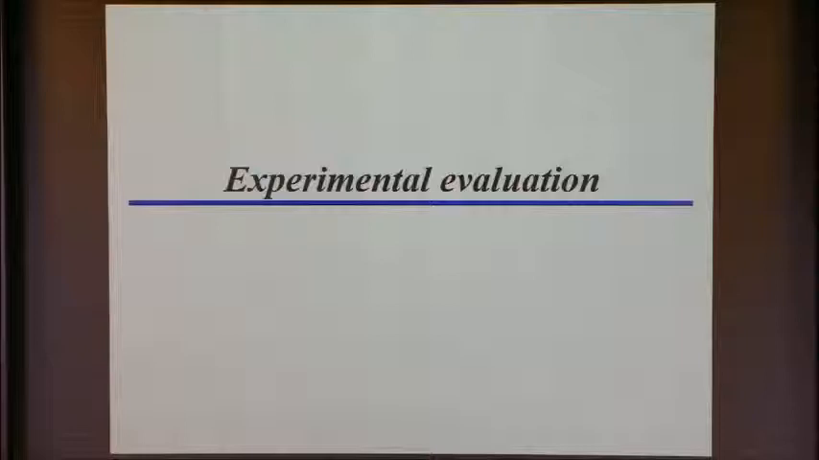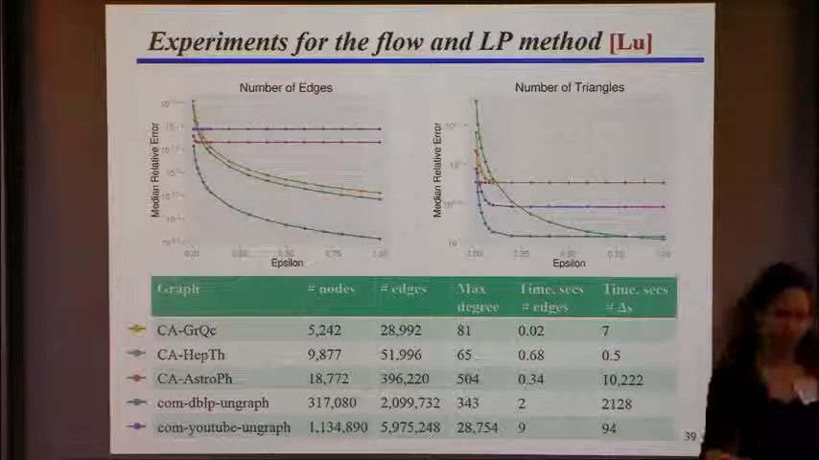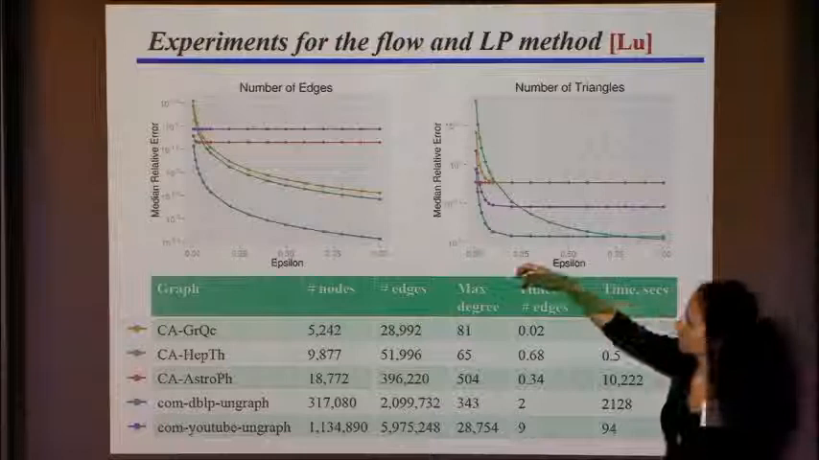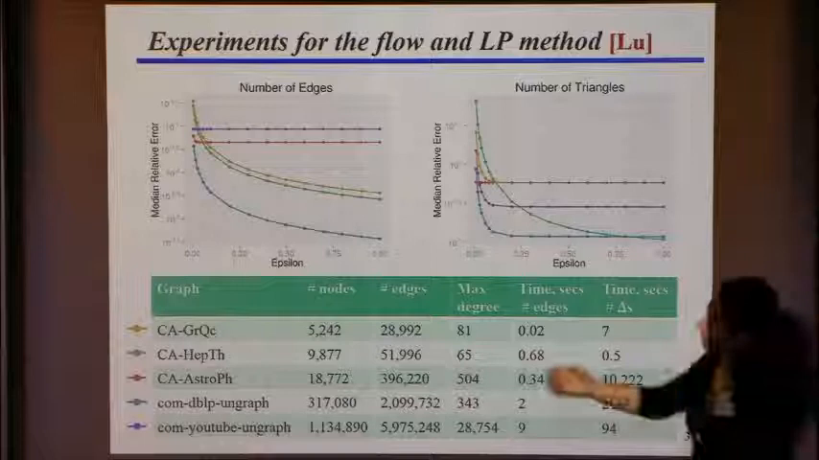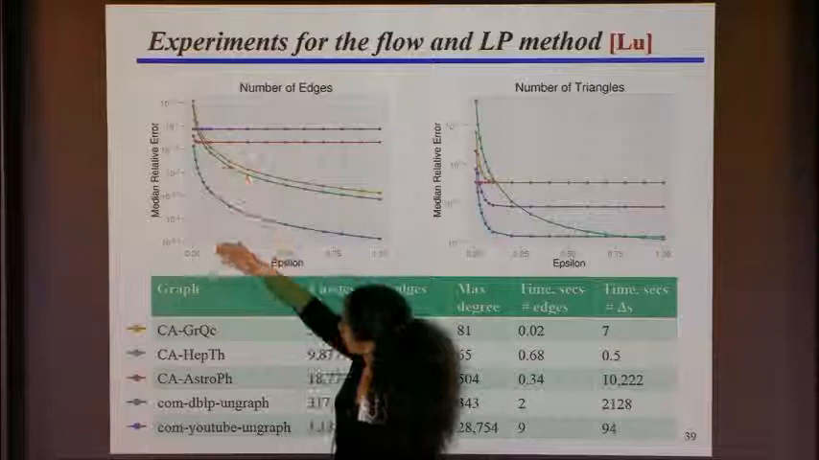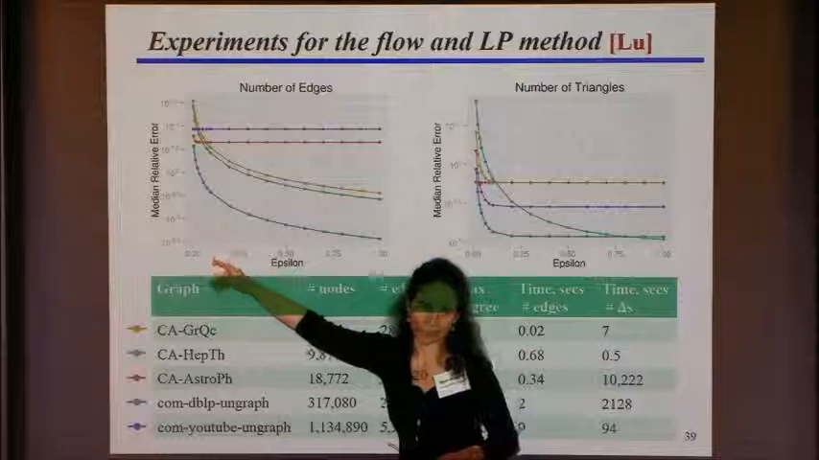I'm not going to spend any time on this, but there are some experiments that have been done. An undergraduate student at Penn State working with me, Edward Liu, evaluated our algorithms, which use flow and linear programming. These are real graphs, and you can see that some of them are quite big. Even for releasing the number of edges, you get pretty good error, even for smaller epsilon. This is log scale, and this is for the number of triangles.